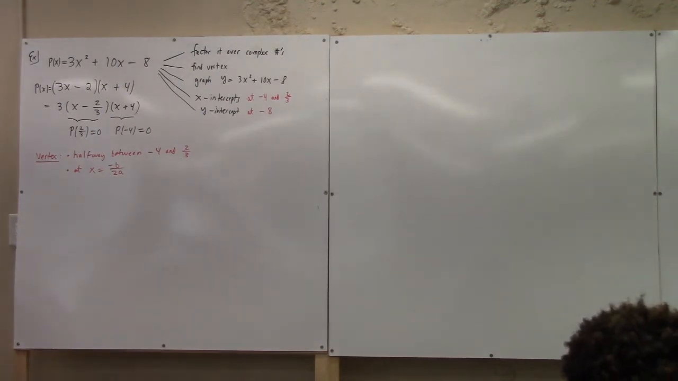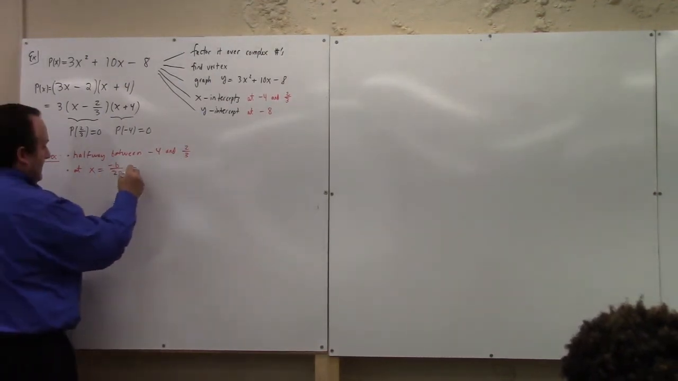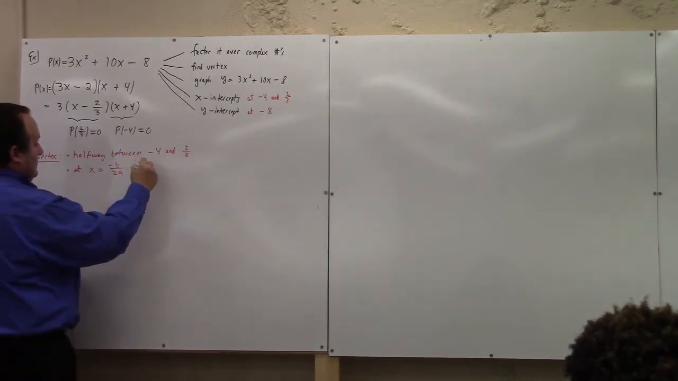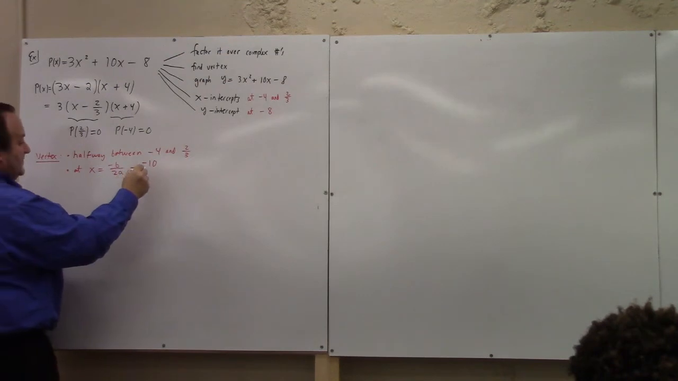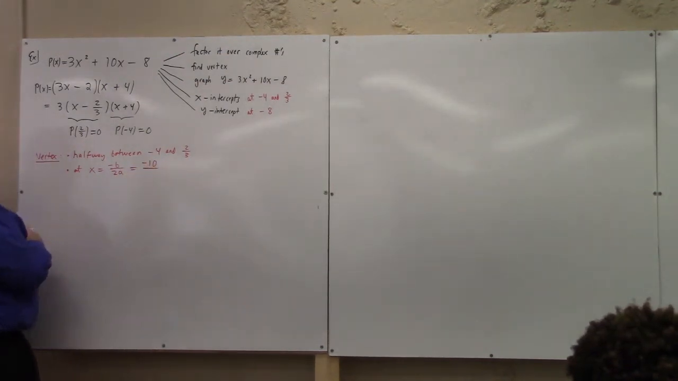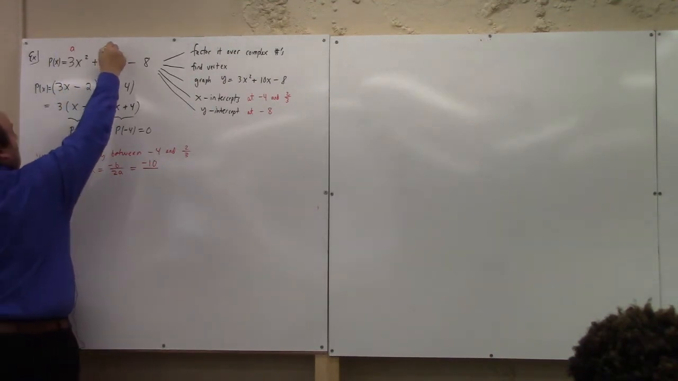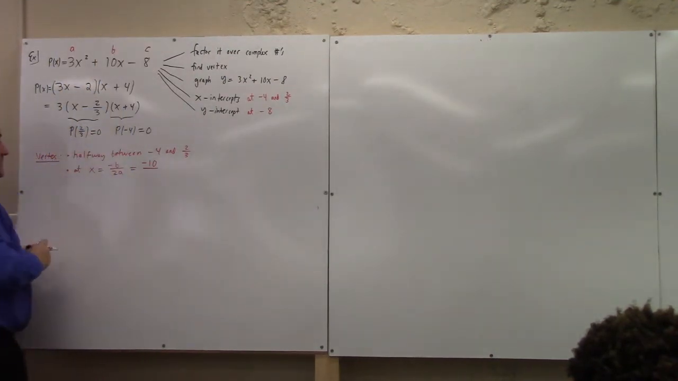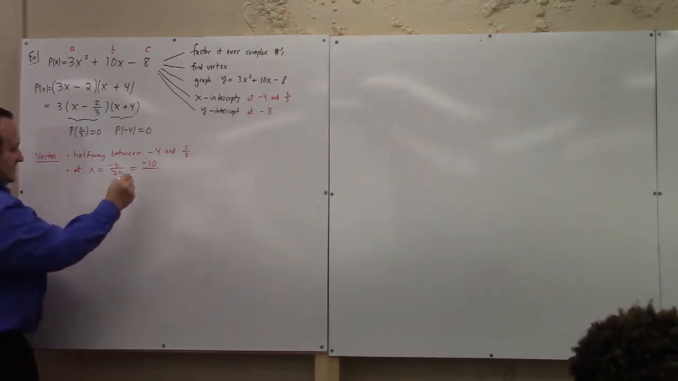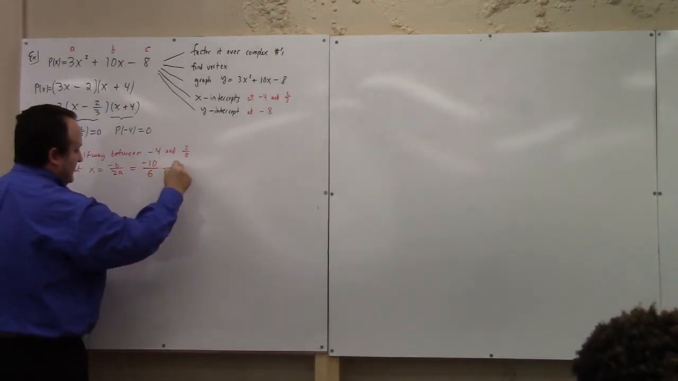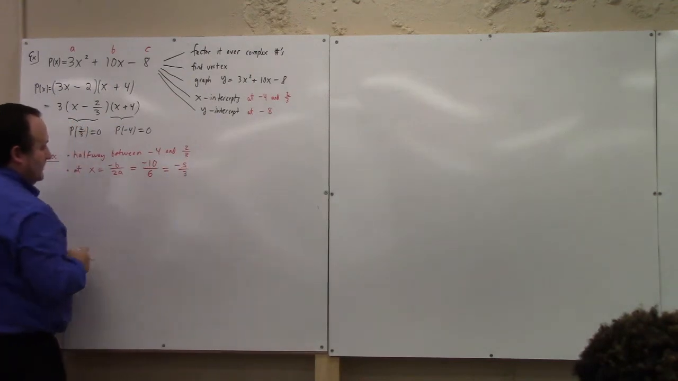What's b here? Thank you. So yeah, the minus b is negative 10, and then divided by 2a, which is 2 times 3, right? A is 3 here. This is a, this is b, this is c. So we got 6, right? What's 10/6? That's minus 5/3.